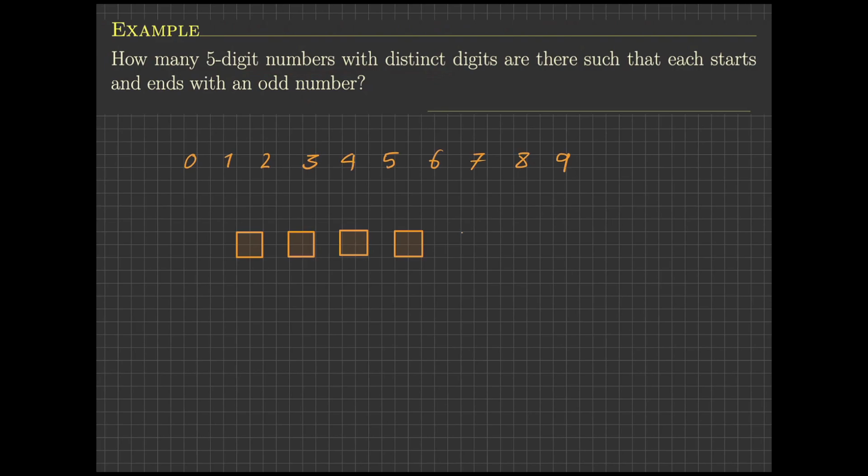Sometimes you have to use the formulas and the product rule together. Okay, so what we want to do: the 5-digit number is supposed to start with an odd and end with an odd number. And the digits should be distinct. Okay, how do you solve the problem now?